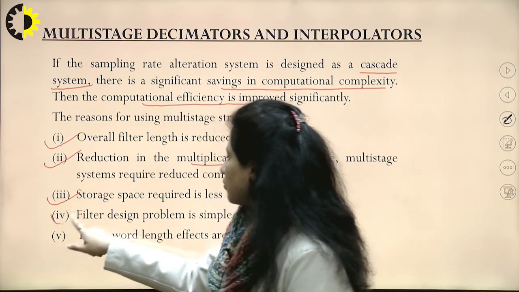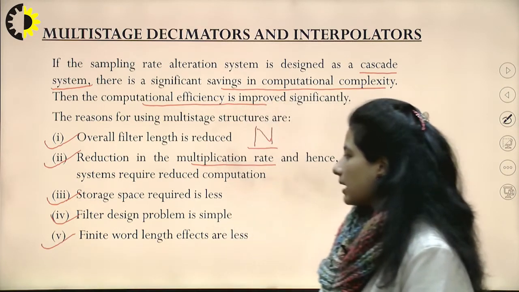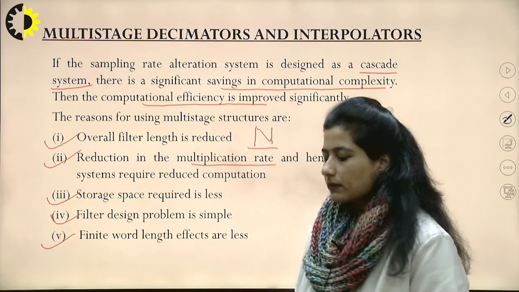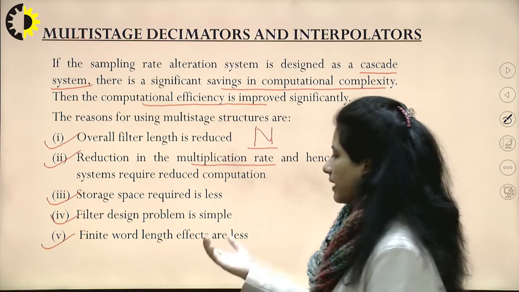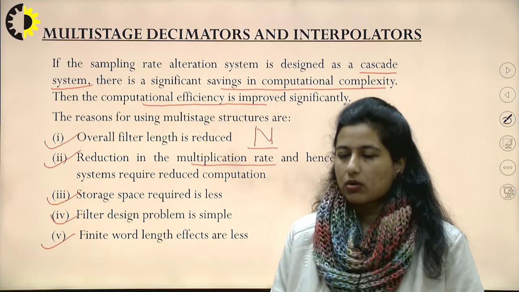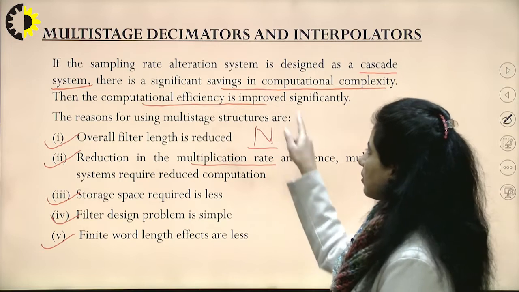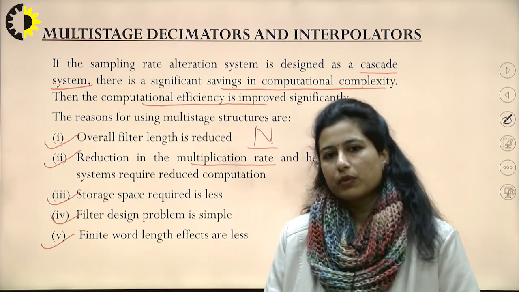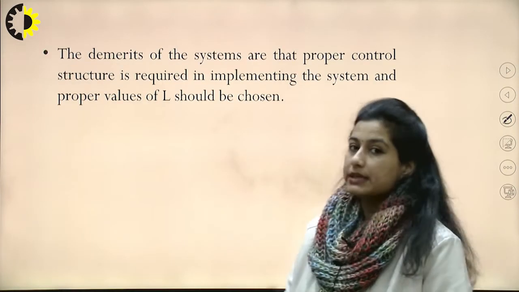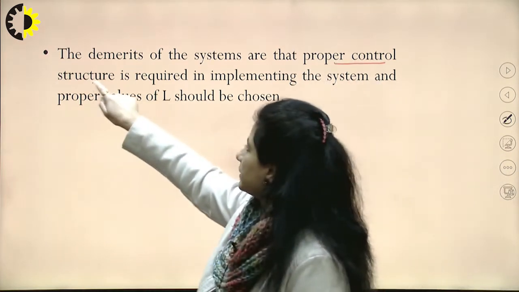Also, the filter design problem becomes a bit simpler, and whatever finite word length problem we encounter is also reduced. If we need to work with a bigger number, of course I am going to feel this finite word length effect, because I have limited size of registers in the microprocessor or DSP processor that I am going to implement. So when I am talking about multiple stages, a reduced number would be used, so this problem would also be eradicated to a certain extent. But there is also a demerit of this system, that I need to properly control the structure.